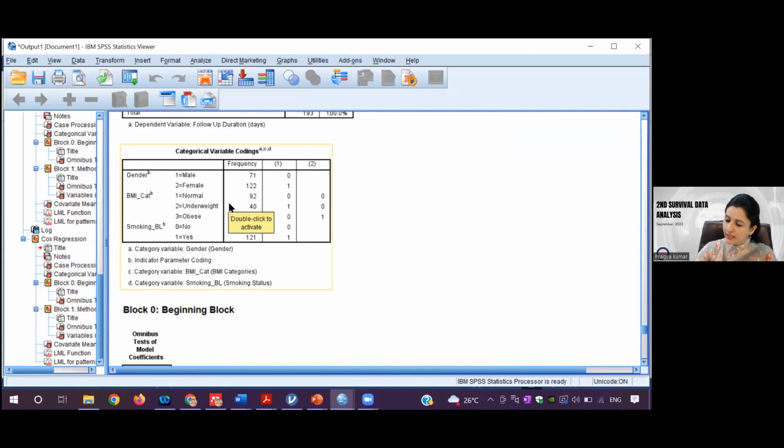So you may write it somewhere, because again we have to come down. In JAMOVI, it gives you the name, so there is no problem. But in SPSS, you have to see the coding. And for smoking, no smoking is the reference. So male gender, no smoking, and the normal BMI are the references.